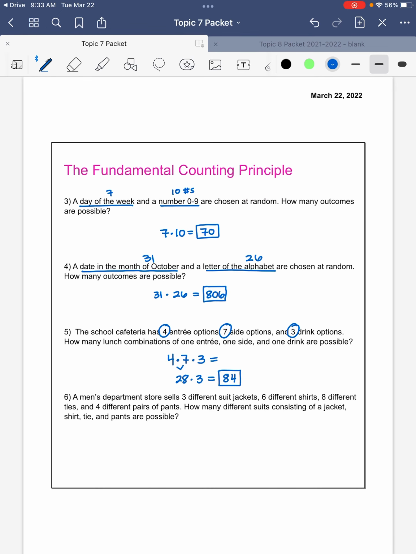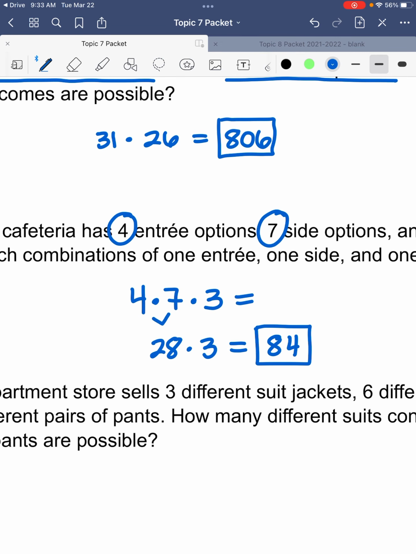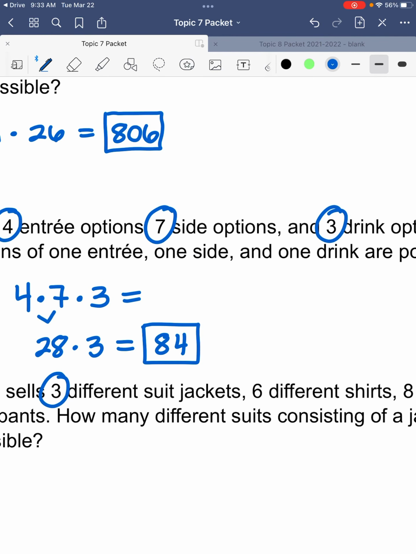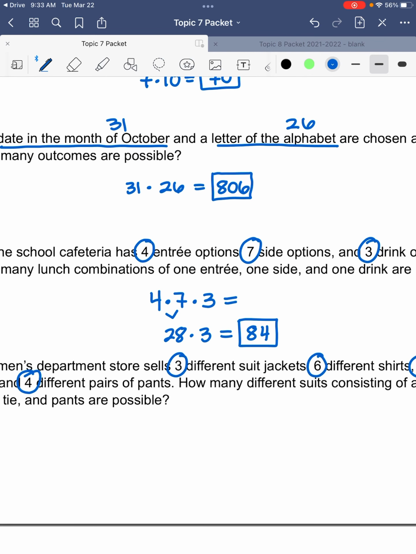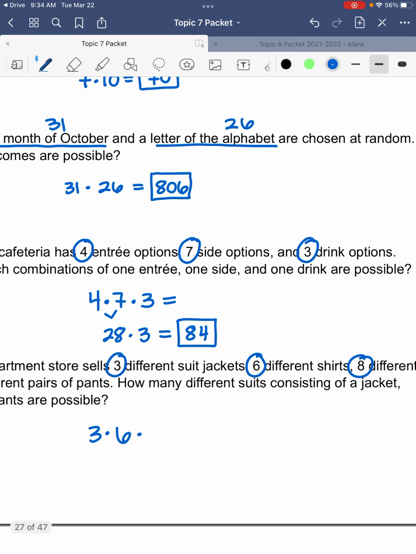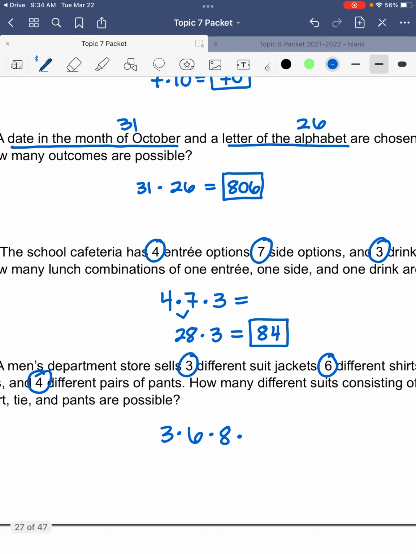Okay, last one. A men's department store sells 3 different suit jackets, 6 different shirts, 8 different ties, and 4 different pairs of pants. How many different suits consisting of a jacket, shirt, tie, and pants are possible? So this one's kind of like number 5. We're going to multiply everything together. So we have 3 different suit jackets, 6 different shirts, 8 different ties, and 4 different pairs of pants. So we're multiplying 3 times 6 times 8 times 4.